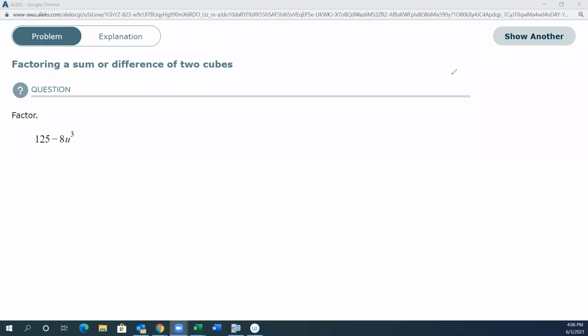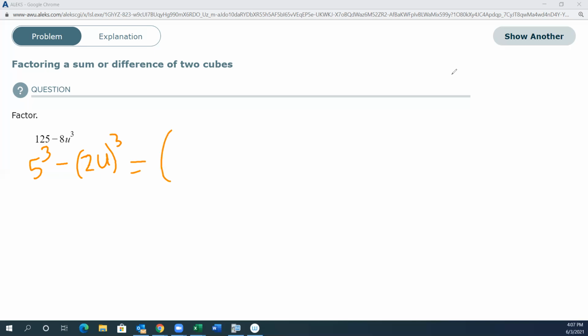Okay, one more. This time there's a subtraction there, and I'm thinking, all right, usually when I see two terms with subtraction in the middle, I'm thinking difference of squares, but I don't know the square root of that, or that, or that. But I do see a cube, so I'm thinking maybe difference of cubes. So 5 to the third power is going to be 125. And 2 to the third power is 8. So 2u, all of that to the third. Okay, so I can write this as the difference of two things being cubed.